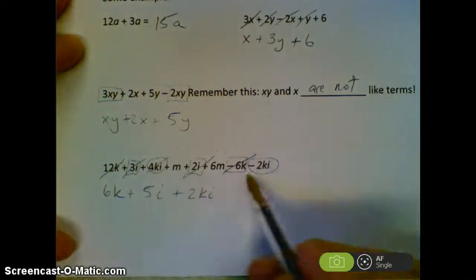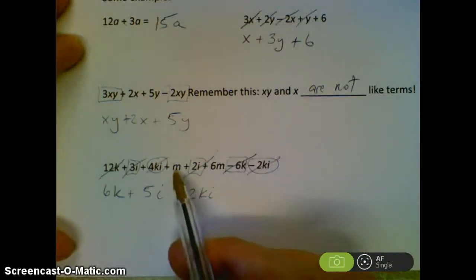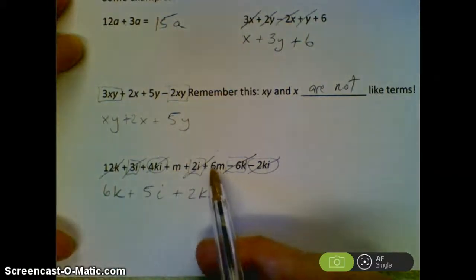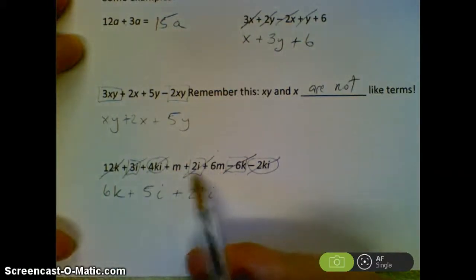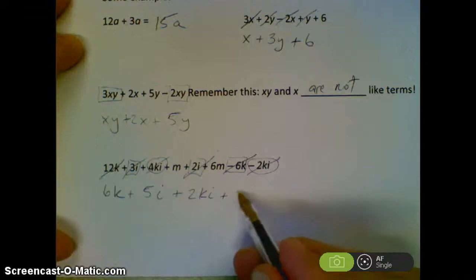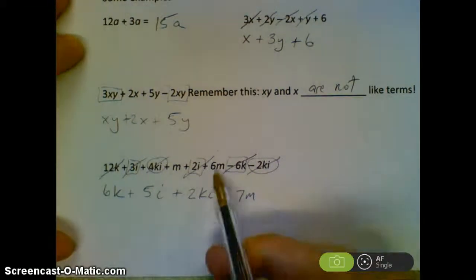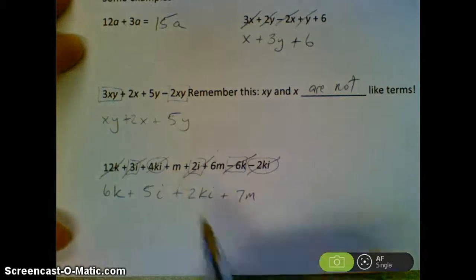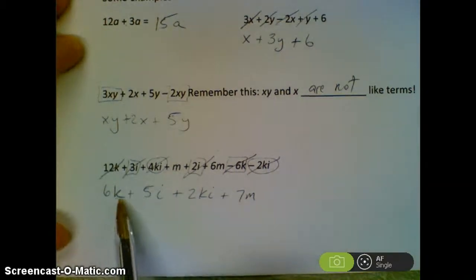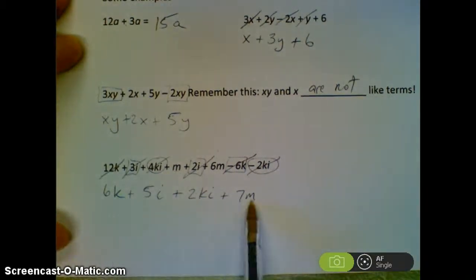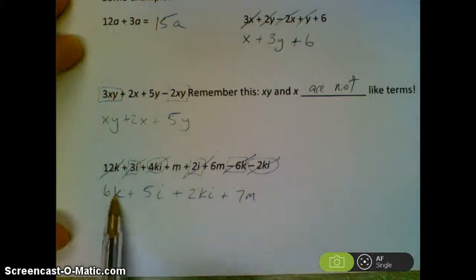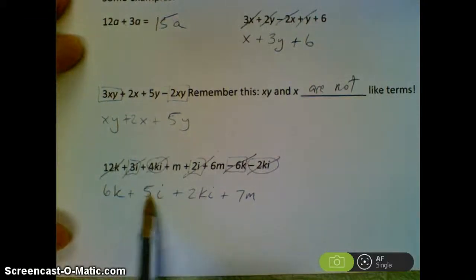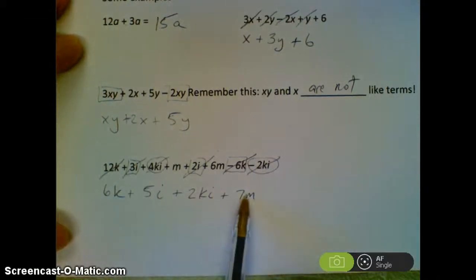So I've used up those, and now I've got a positive m plus 6 times m, so that would be 7 times m. Since I had 6 and I added another one, I have a total of 7 m's. So I know I'm done because all my like terms are together. All my k's are together, my i's are together, my ki's are together, and my m's are together.